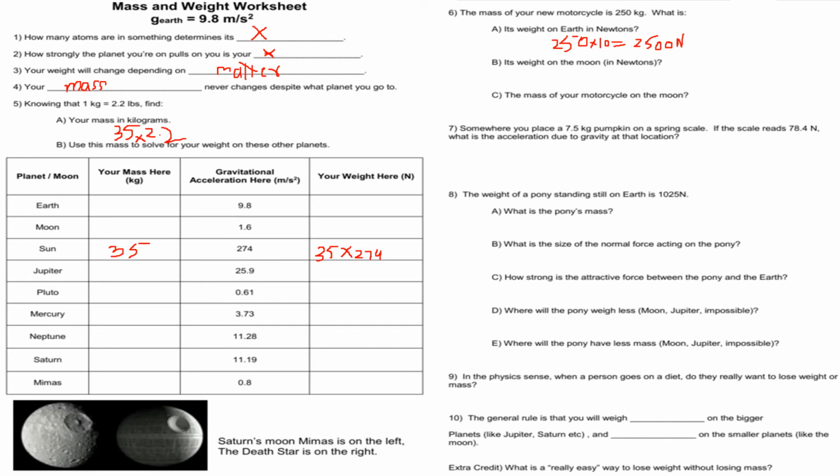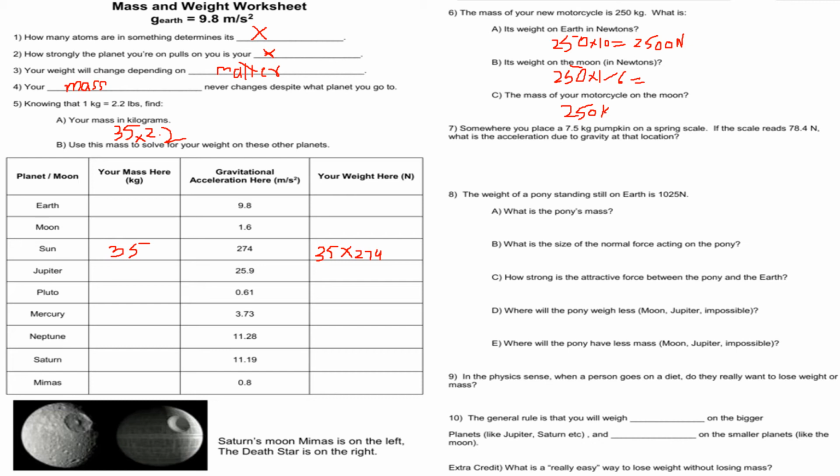Its weight on the moon in Newton: 250 multiplied by 1.6. So you have to calculate it. What is the mass of your motorcycle on the moon? There is no change in the mass, so you write down 250 kilogram, right?